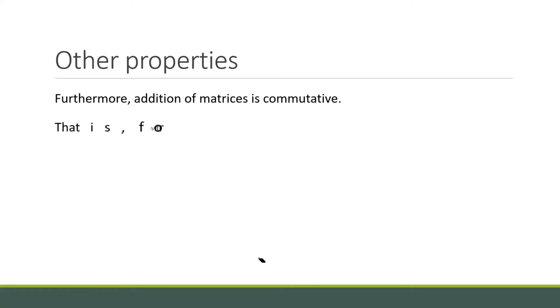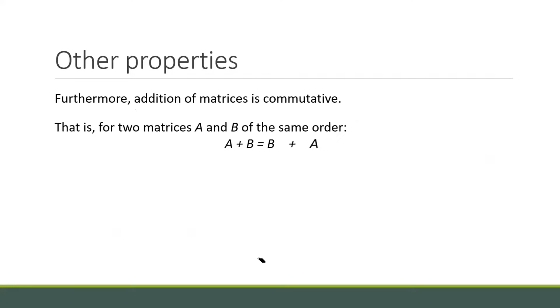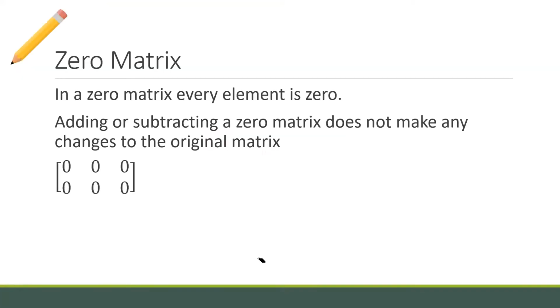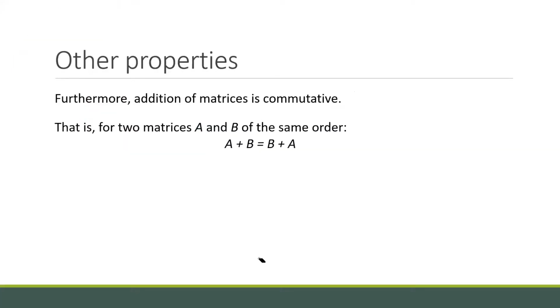Let's talk about now, what are some other properties? Addition of matrices is commutative. That means that the two matrices A plus B and B plus A are the same thing. So that's pretty useful to know, just because it comes up later on, this is going to be important.